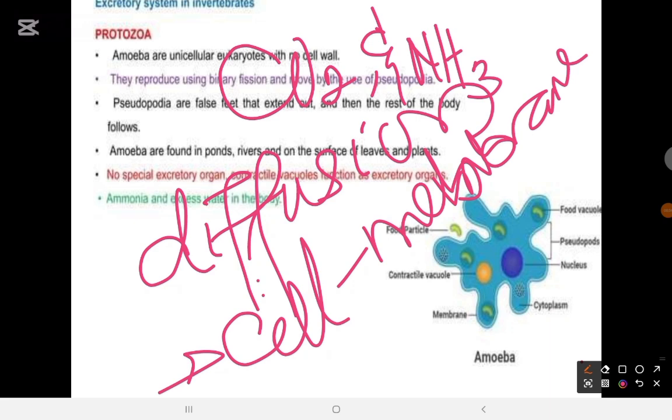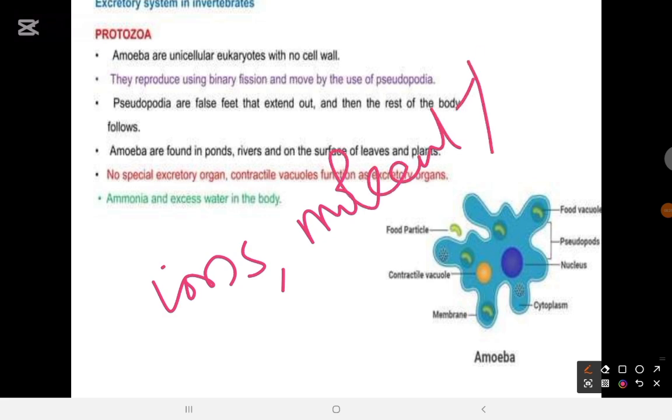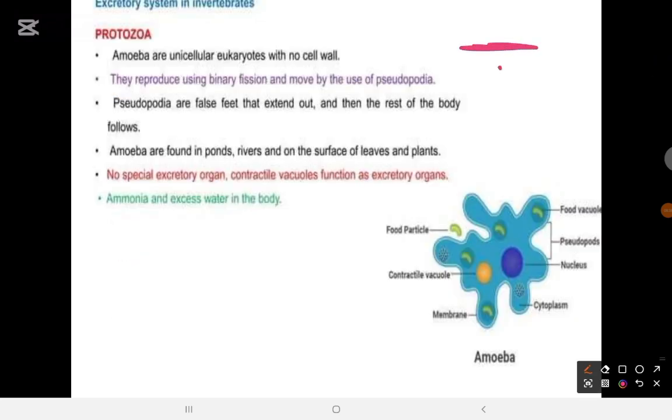Now, these wastes usually move out of the body of the organism into the water because it's an aquatic organism. The reason it's able to do that is because there is higher concentration inside of the organism and lower concentration outside of the organism. And what is diffusion? The movement of molecules from a region of higher to a region of lower concentration. Is that okay? So that's diffusion.